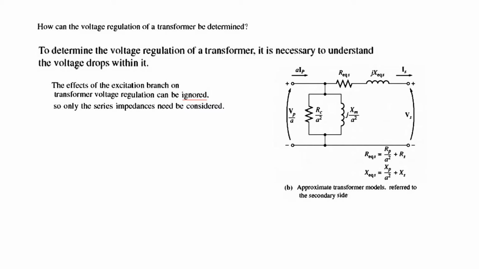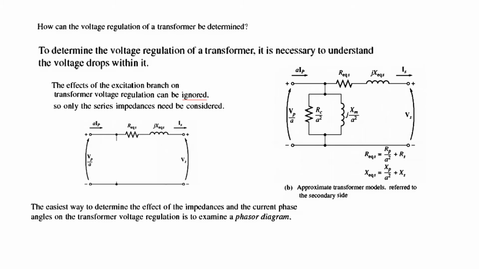Now, the effect of the excitation branch on the transformer voltage regulation can be ignored. Any drop here is minimal, so this can be ignored for the purpose of simplification. So only the series impedance needs to be considered. This is important. If we just ignore this and keep the series part, then we'll still be able to find the output voltage or the voltage drop.